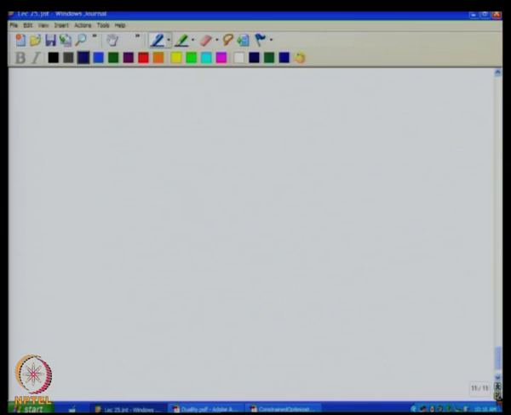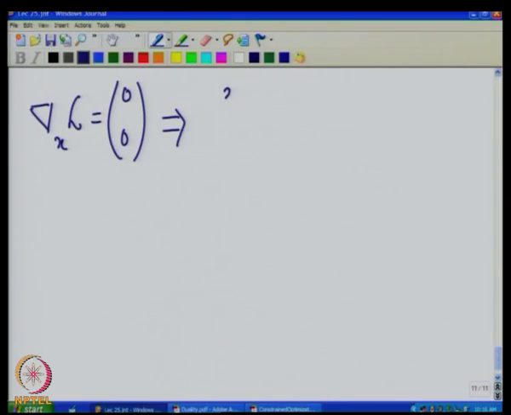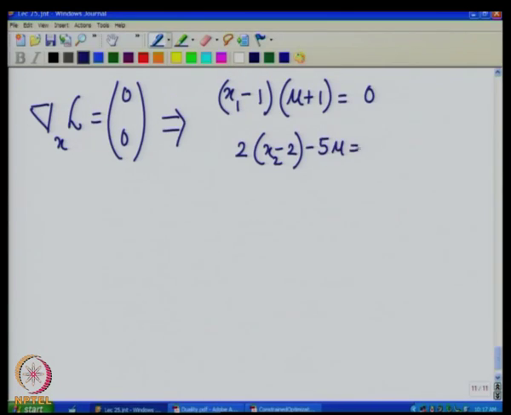Now, let us check when the gradient of the Lagrangian becomes 0. So, we have to equate these two quantities to 0. This quantity is nothing but (x1 minus 1) into (2 plus 2 mu), that should be equal to 0, and 2 into (x2 minus 2) minus 5 mu should be 0. So, let us write down those quantities. So, (x1 minus 1) into (mu plus 1) equal to 0 and 2 (x2 minus 2) minus 5 mu equal to 0.